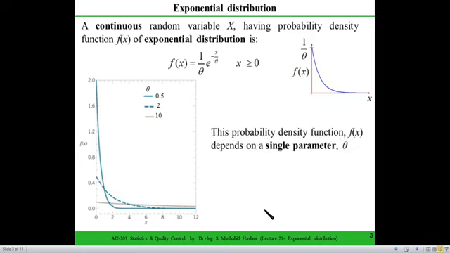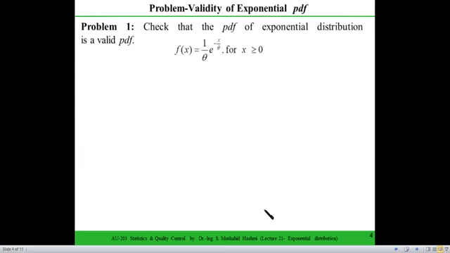So here, there is a single parameter involved, theta, so it is a single parameter distribution. And since we have seen that it is right skewed, it means once the value increases on the right hand side, its corresponding probability, or the value of that function, decreases sharply. So it is a right skewed distribution.